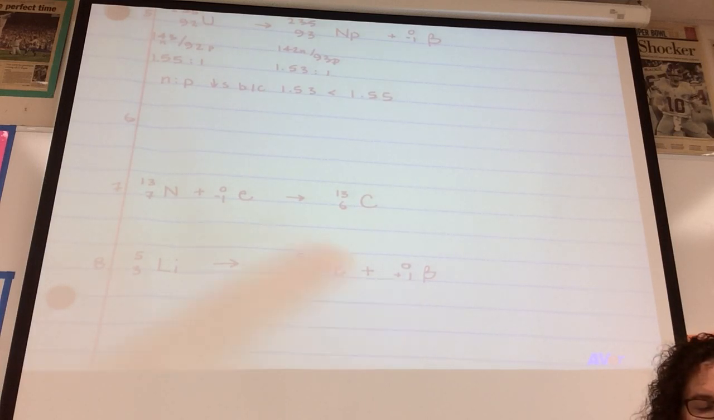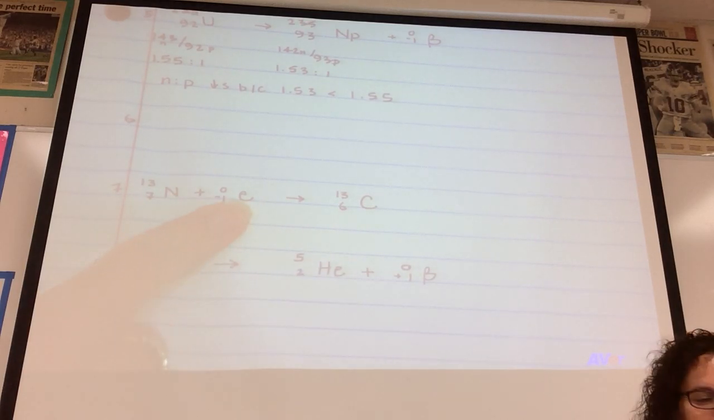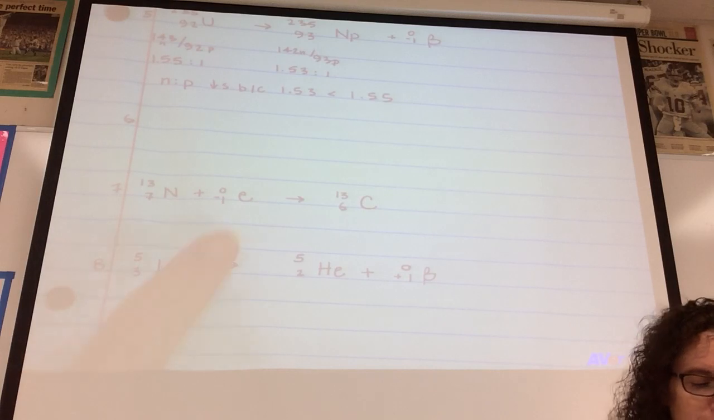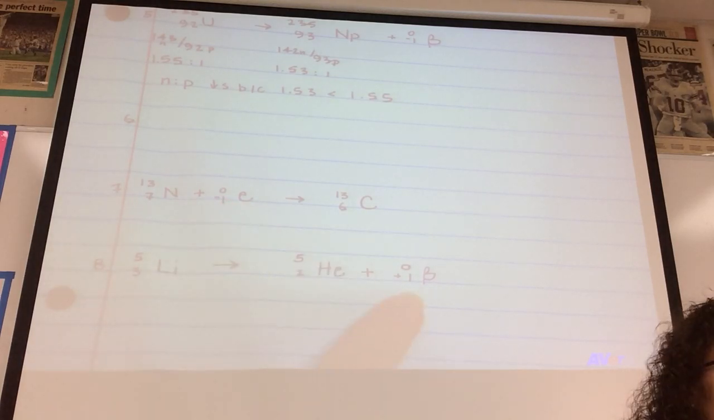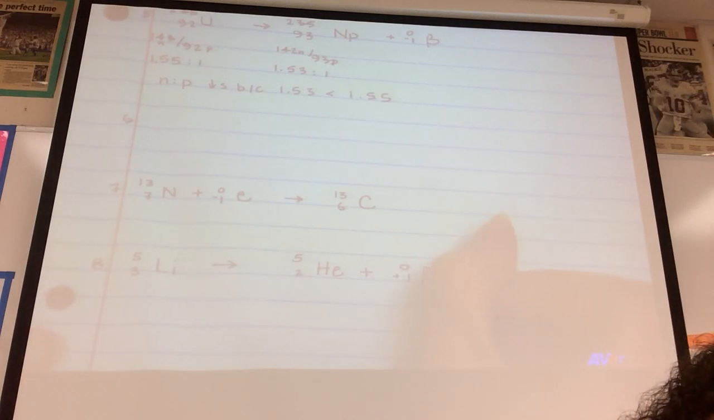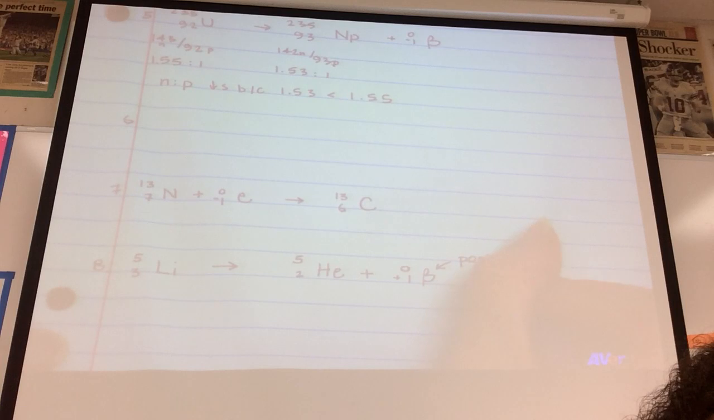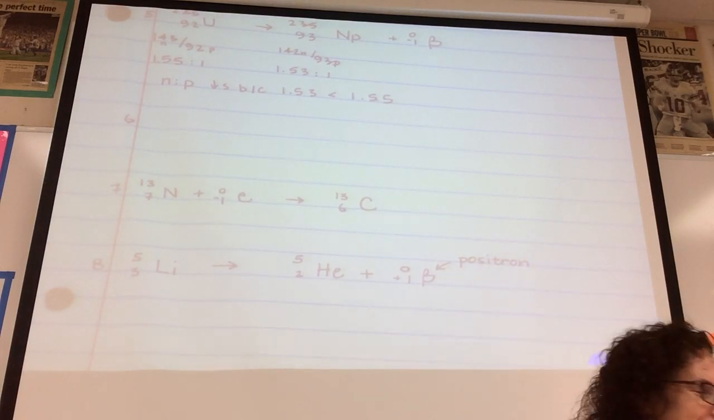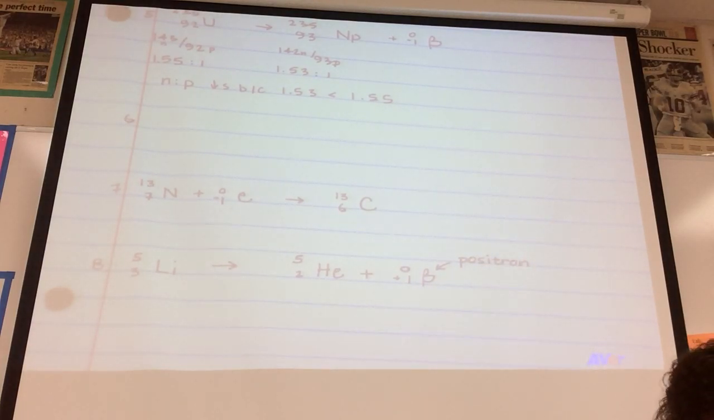Positron emission, electron capture. When you capture, it goes on the left side. When you emit, it goes on the right side. Positron looks like a beta particle, but it's got +1. This is a positron. Sounds like a silly book that you're reading. So a positron is like a beta particle, but it has a +1.